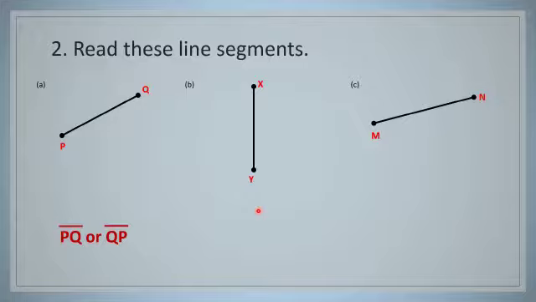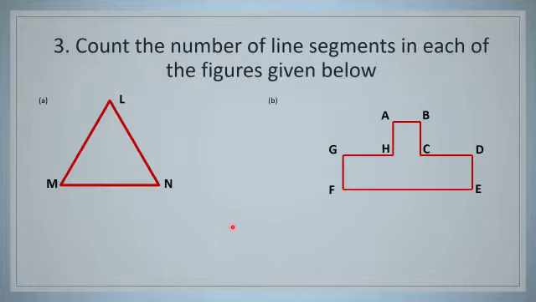So PQ or QP. Next will be XY or YX. And the third one is MN or NM. So remember, whenever line segments are given, you can name them both ways. The two letters you can invert. So it could be PQ or QP, XY or YX, MN or NM. So this is how you read the line segments.